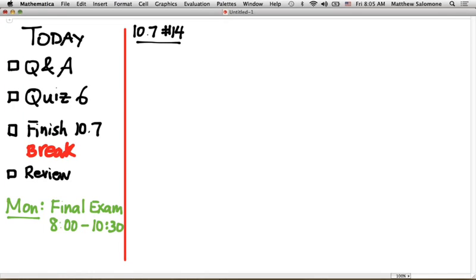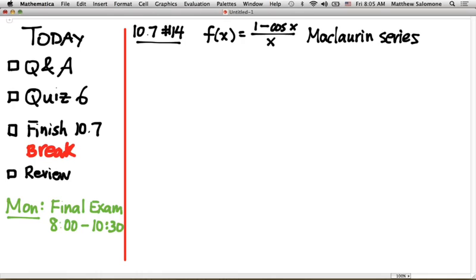So the question in number 14 is to find a Maclaurin series for the function f of x equals 1 minus cosine of x all over x. And just for our sake, in addition to finding a general term for this Maclaurin series, let's also write out the first few terms of it, just so that we have something to plant our feet on.